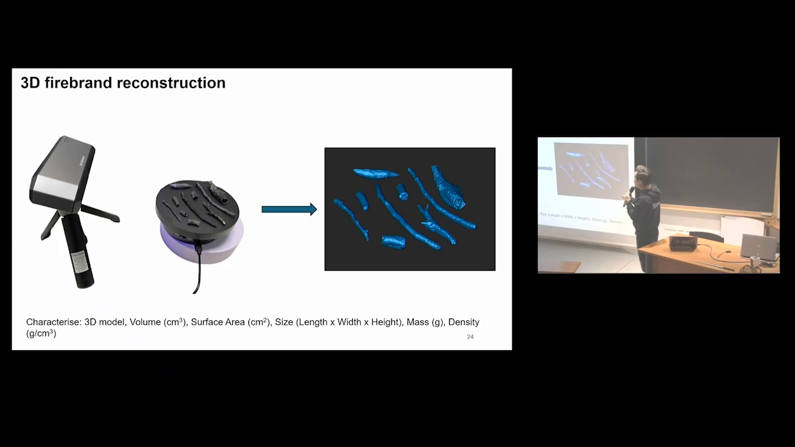We use 3D firebrand reconstruction to scan the firebrand and reconstruct it into a 3D model. So we use it later, and then we get some information from here: volume, surface area, size, and mass. Mass we have to do manually. We have to put it on the scale, and then put the mass into the Excel file. Density.